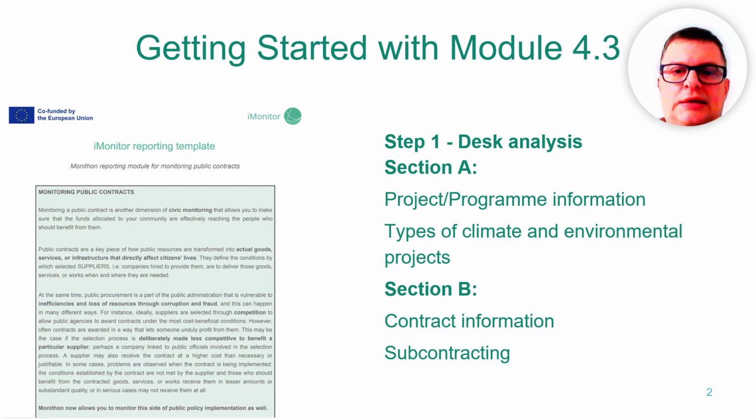Payments for substandard or undelivered outputs, unjustified contract modifications, sometimes called scope creep, and irregular subcontracting, where phantom companies appear in the process. Recognizing these patterns will help you spot red flags and strengthen accountability in climate and environmental projects.